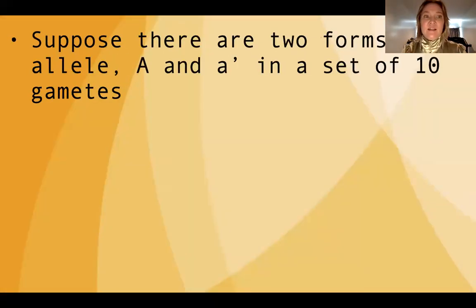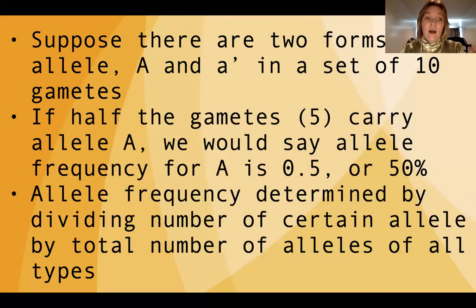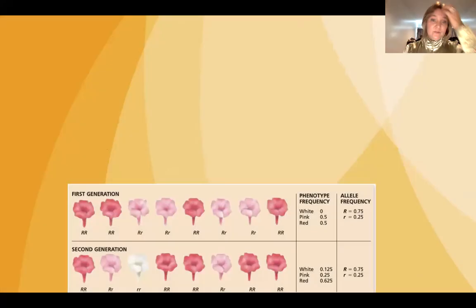So let's do an example. Suppose that there are 2 forms of an allele. We have capital A and lowercase a in a set of 10 gametes. If half of the gametes, which is 5, carry the allele big A, we would say that the allele frequency for big A is 0.5 or 50%. But in this case, we're going to use decimals. Allele frequency is determined by dividing the number of a certain allele by the total number of alleles of all types. It's just a straight up percentage.